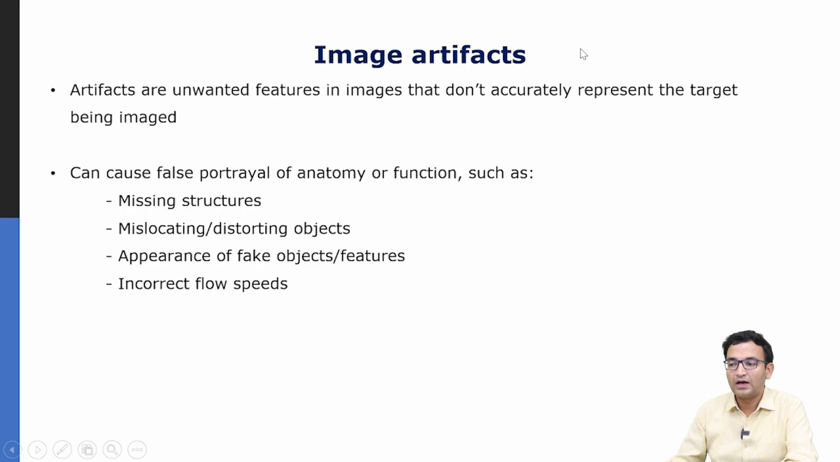Now, you will recall us also discussing imaging artifacts. Artifacts, like we discussed, are unwanted features in images that do not accurately represent the target being imaged. Artifacts can cause false portrayal of anatomy or function. You can have structures which do not appear in images. You can have mislocated or distorted objects in the image. There can be appearance of fake objects, which we also call ghosts sometimes in colloquial language in ultrasound images, and there can also be incorrect flow speeds when doing Doppler imaging.